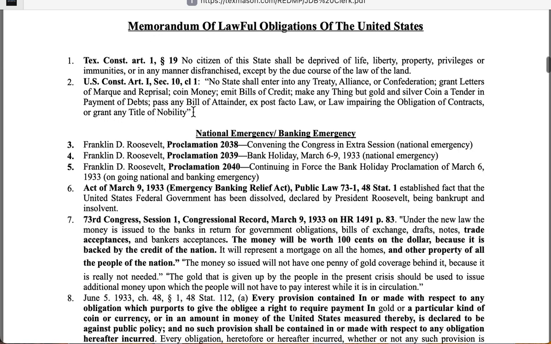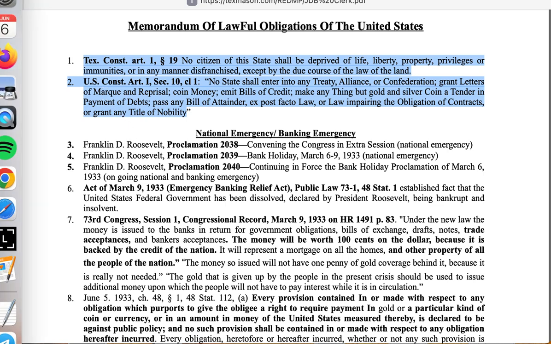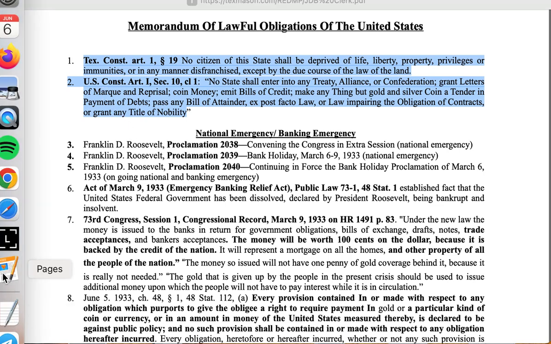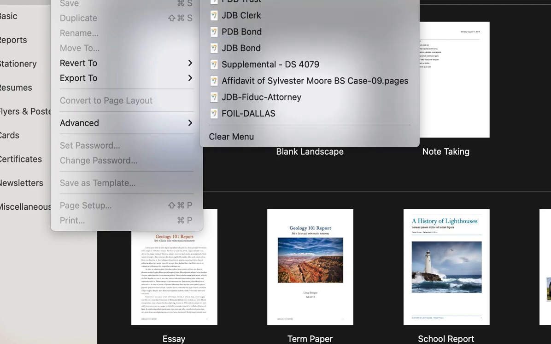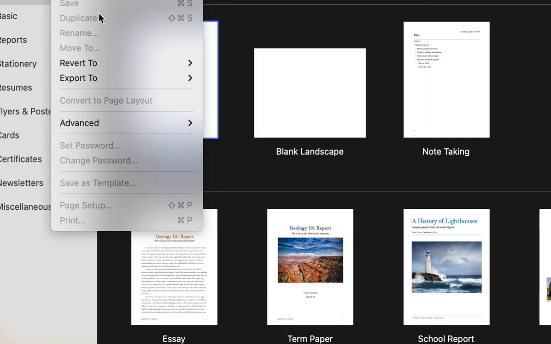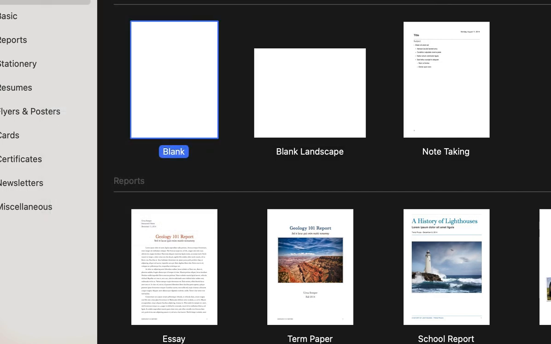with the obligations of the United States of America as far as just general obligations that are necessary. I need to get the most up-to-date one. Let me find it real quick. Let's see. Come on, where are we at?